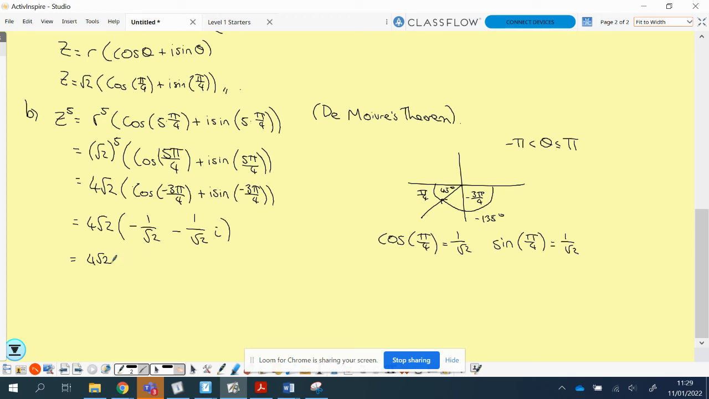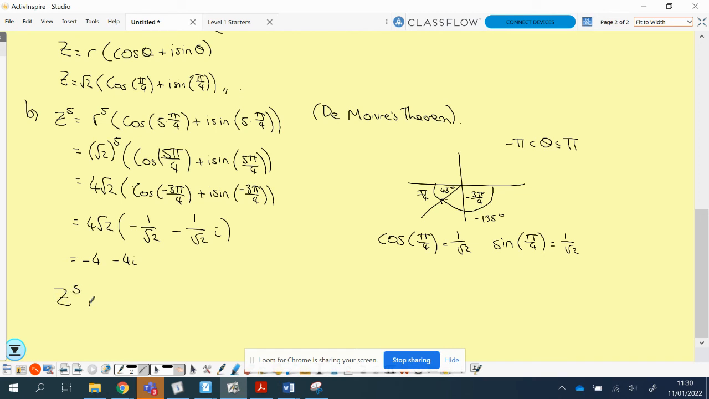So if I multiply these together, I don't need that next step. If I multiply this out, 4 root 2 times the first bit is going to give me negative 4. Then the next bit is going to give me negative 4i. We okay with that step there? Yep, okay. So that's what z to the power 5 is.